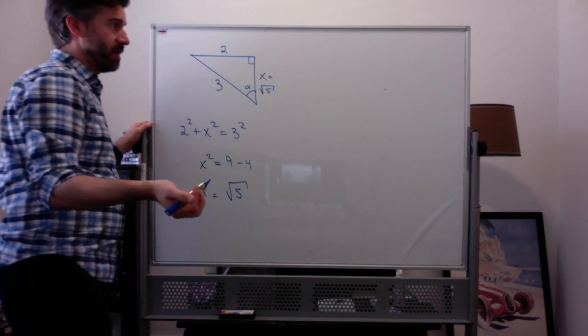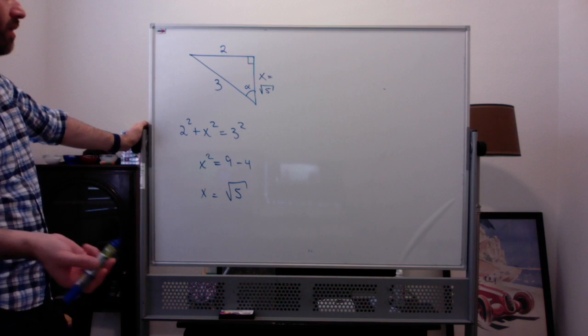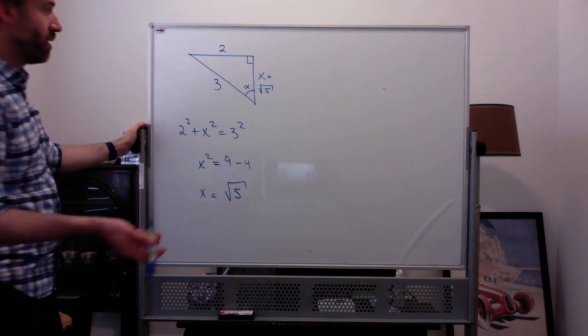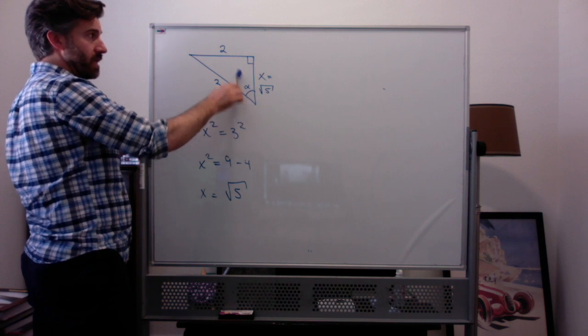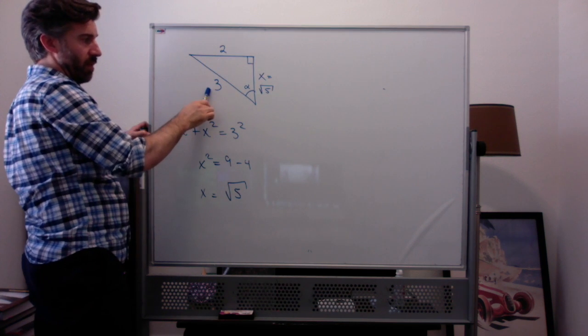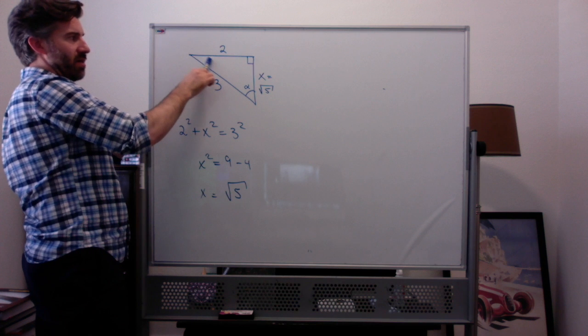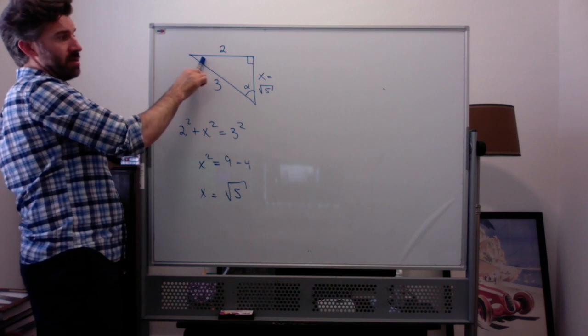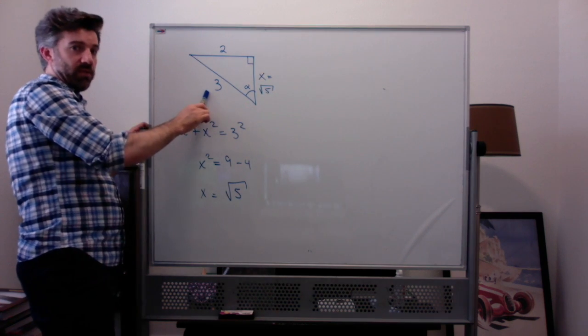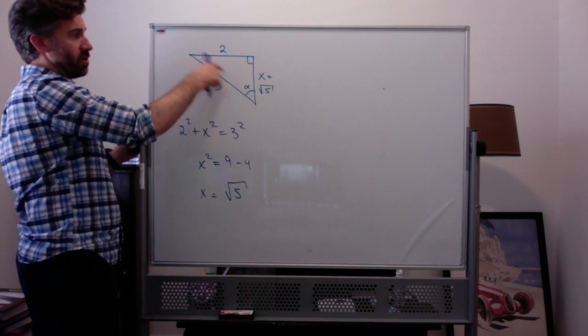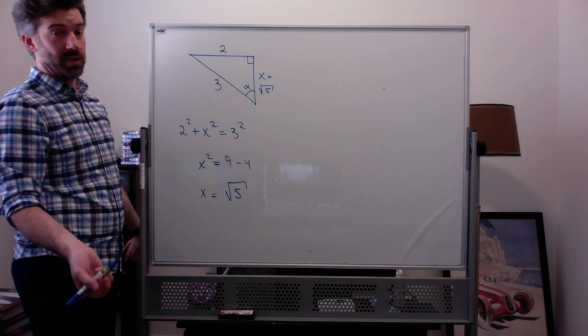And now we can find sine, cosine, tangent, etc. Now, it always depends on which angle we're looking at. If this is the angle alpha, sine of alpha is the opposite 2 over the hypotenuse 3. But if we were looking at this angle here, like if this angle was theta, sine of theta would be the opposite root 5 over 3. So it really depends on which of the 2 acute angles in your triangle you are looking at.